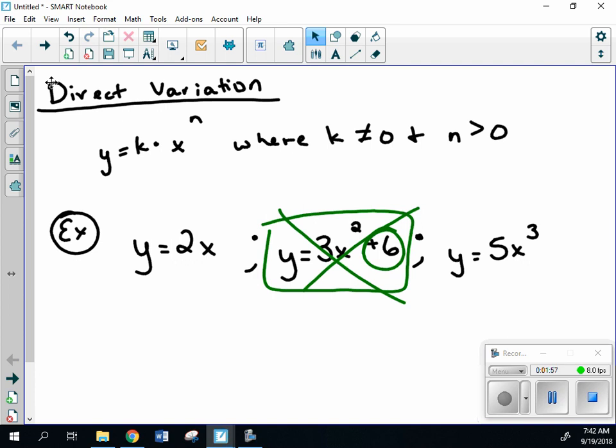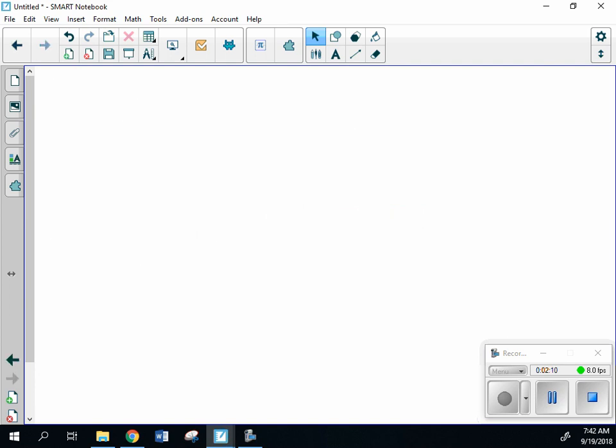The other thing to note when we're looking at direct variation, the k value, this is what we call a constant of variation. This just tells us what number we're multiplying by. With that, there will be times when you will be asked to write a direct variation equation based on a situation, and then you might be asked to solve for it.